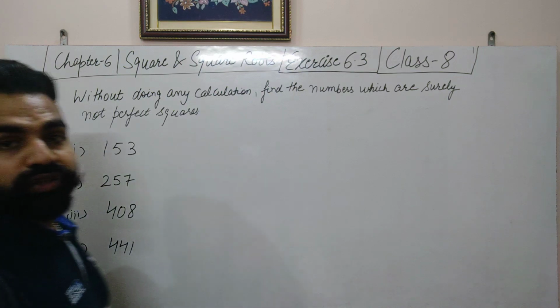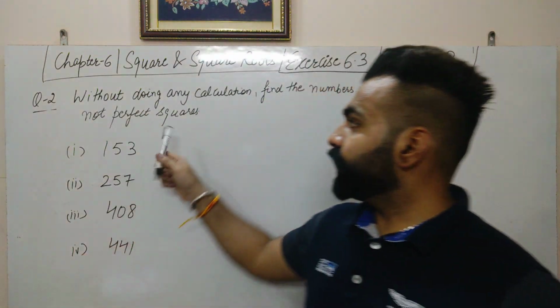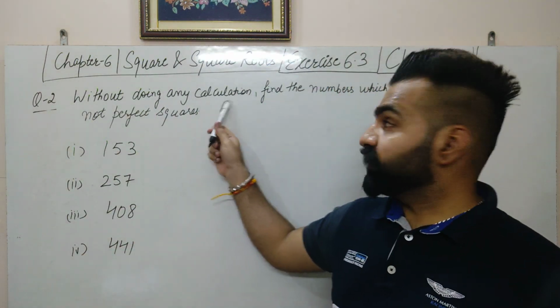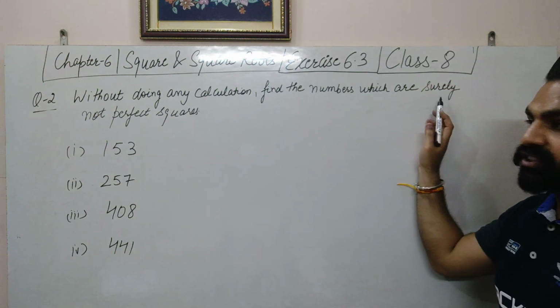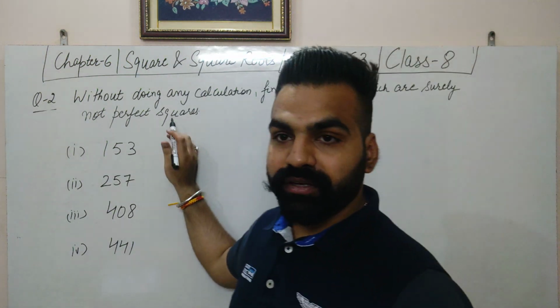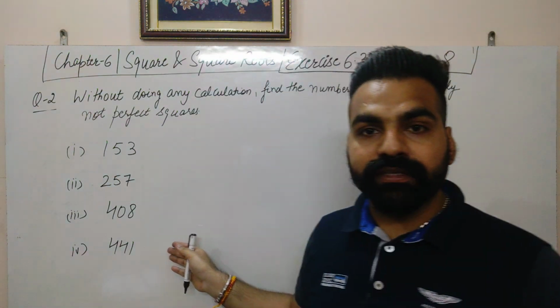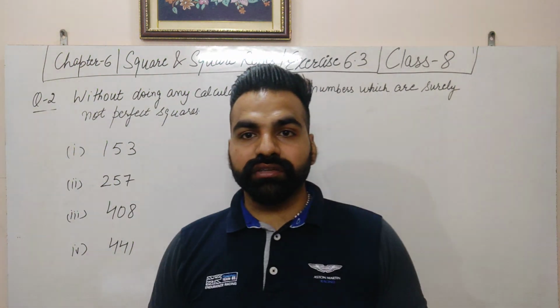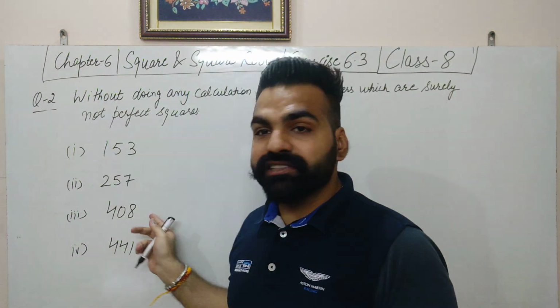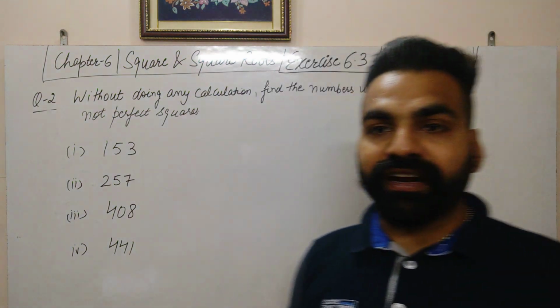Now we will do question number 2. What is question number 2 here? Without doing any calculation, find the numbers which are surely not perfect squares. We are given 4 numbers, and without doing any calculation we have to tell which of these 4 numbers are not perfect squares.